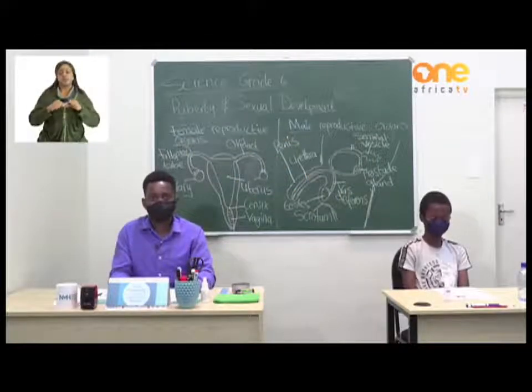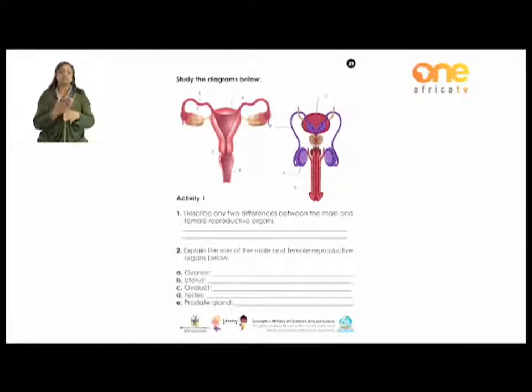Let us now turn to page 21. On page 21, we have your activity 1, and here are your instructions to completing this activity. The first thing you need to do is study the diagrams that are provided for you. And once you have studied them in reference to today's lesson, only then can you complete this activity 1. At number 1, you should describe any two differences between the male and female reproductive organs. So you look at the diagrams and then you describe any two differences between the male and female reproductive organs. And at number 2, you explain the role of the male and female reproductive organs below. A is the ovaries, B, uterus, C, oviduct, D, testis, and E, the prostate gland.